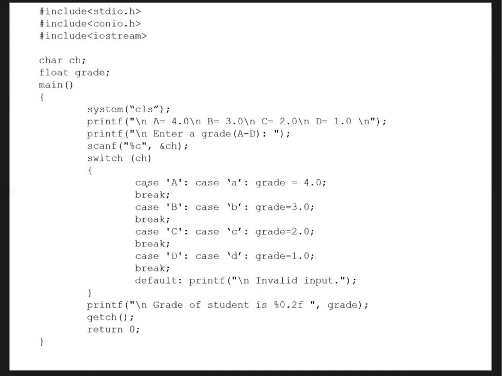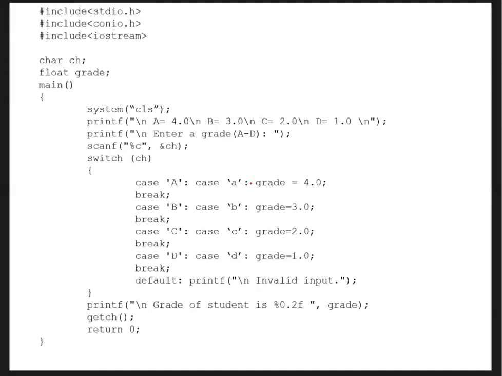So to be idiot proof, it means that if the user enters a lowercase or uppercase letter, it will be able to recognize both. Then we have to use two cases for that. To declare that, we use case. Since this is a single character, we have to enclose it with a single quote, then a colon, and then another case again for the lowercase a. Okay, so this is how to declare multiple cases.